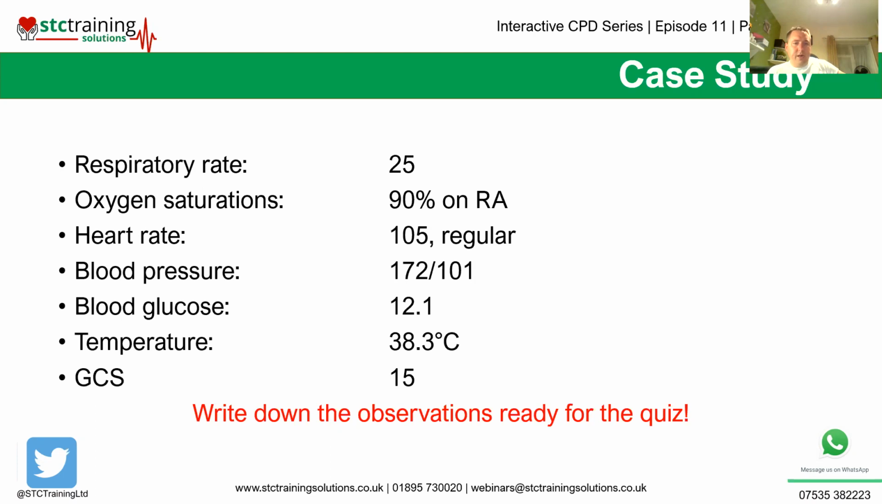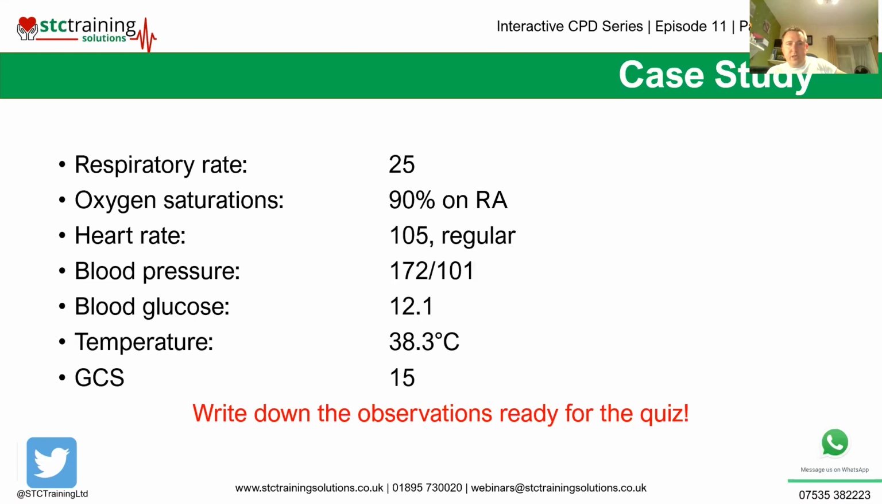Heart rate is 105 and regular. Blood pressure is 172 over 101. His blood glucose is 12.1. His temperature is 38.3, and his GCS is 15. He's normal. Okay. Oh, thanks, Matt.